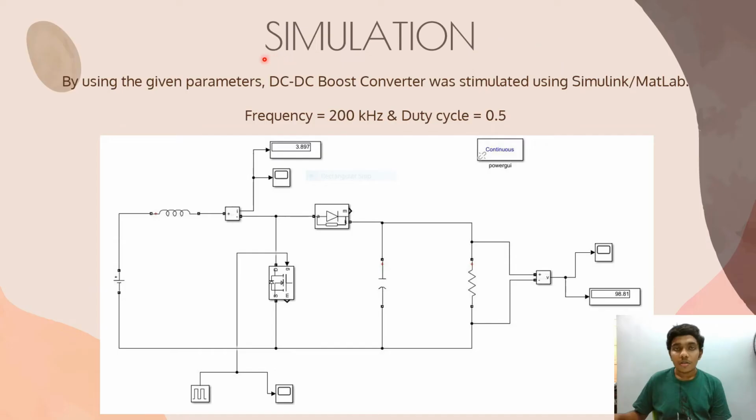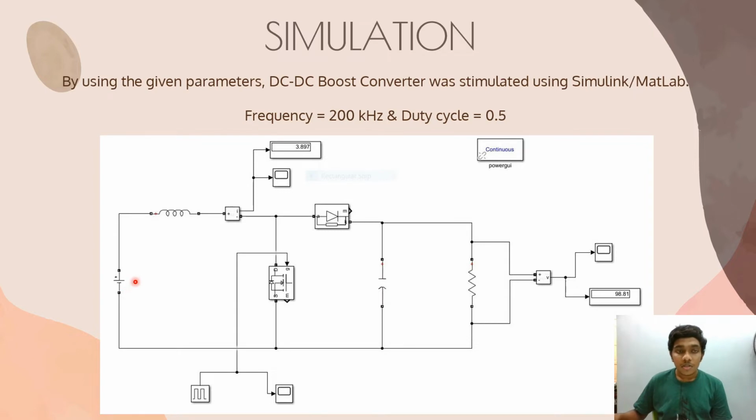Thank you. Now we proceed with the simulation part. By using the given parameters, the DC-DC boost converter was simulated using Simulink in MATLAB. The frequency that we chose is 200 kHz and the duty cycle was 0.5. This is the circuit that we constructed in Simulink, based on the task given.